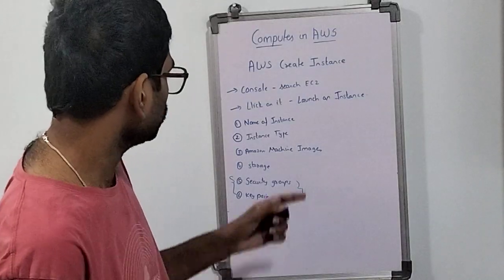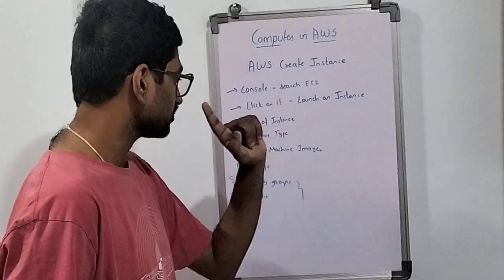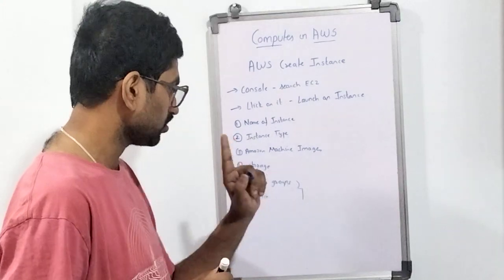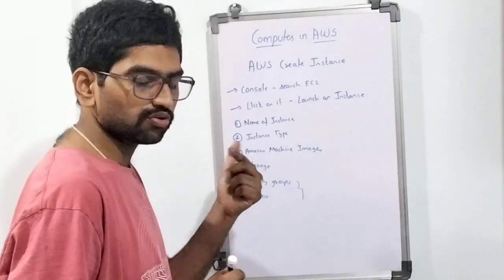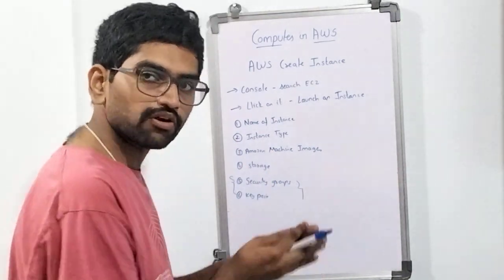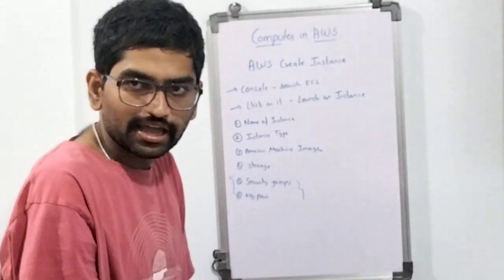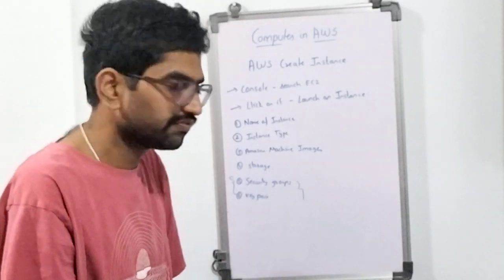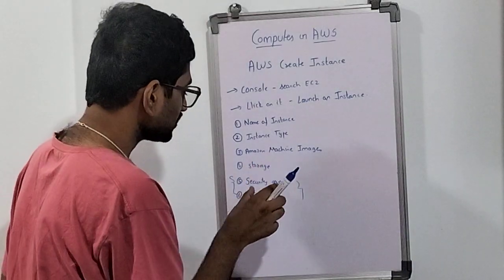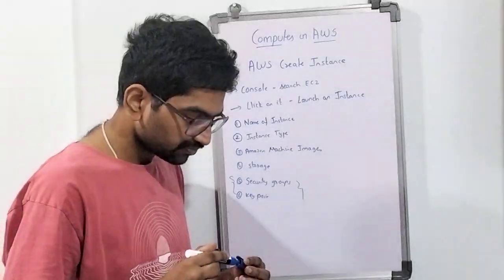So now you know the instance name, you know the instance type, you know machine images, you understood storage, you know how much data you want to allocate. In the free tier you can store up to 30 GB of data. So what is this security group and key pair?